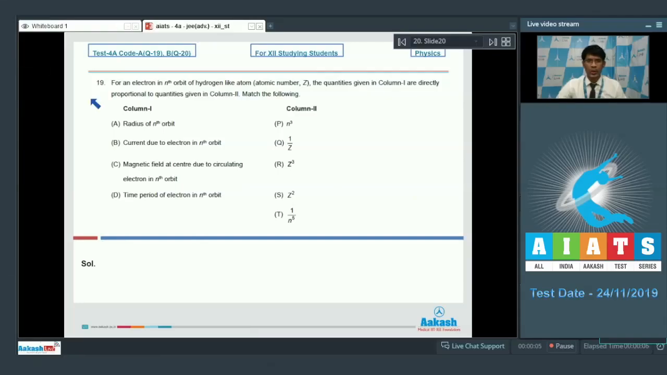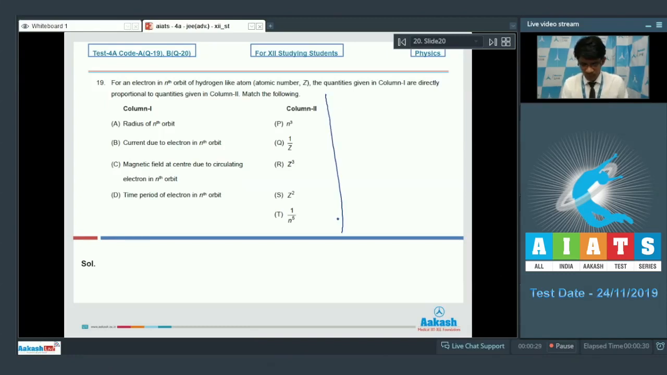Here we are having the two different questions, that is the matrix match type of questions. Well, let's proceed with the one. Question number 19. For an electron in nth orbit of hydrogen-like atom, atomic number is Z. The quantities given in column 1 are directly proportional to the quantities given in column 2. Match the following column correctly. Quite, I may say, a simple question here it is.